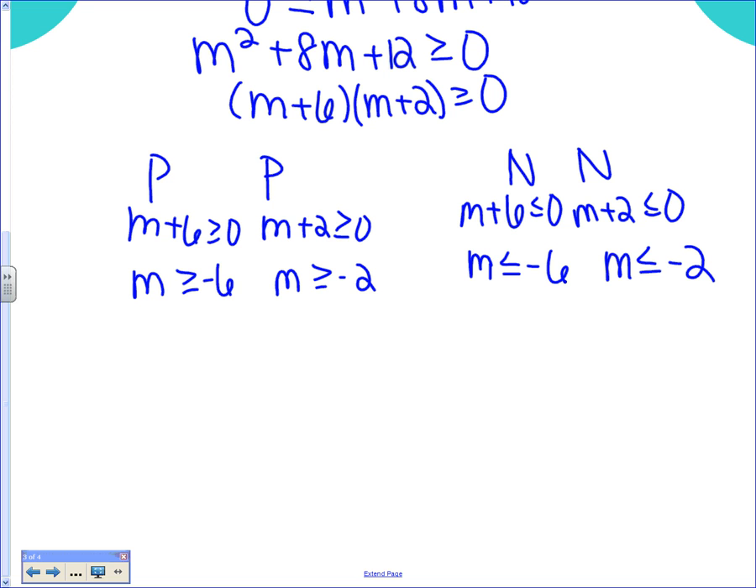Whoa, this confused me. How do you track it? Oh, you do one from each side. One from each side. Less than negative 6 and greater than negative 2. Those two. Least inclusive, most restrictive.